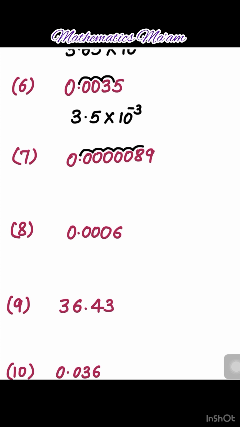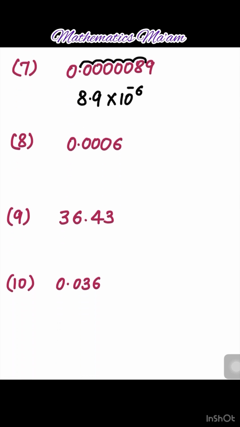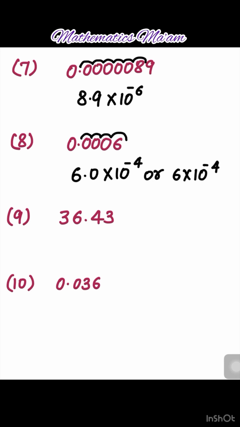I think you'll be able to solve the seventh one. See the number of zeros: 1, 2, 3, 4, 5, 6. You need the decimal after the 6th digit, right? So you'll write 8.9 into 10 to the power minus 6, because you're moving left to right. Now the eighth one. No problem if there is no number after 6. We just need to put the decimal after a digit. So we'll count 1, 2, 3, 4. We are putting it after the 4th digit. You can write it as 6.0 or 6, it's the same thing, into 10 to the power minus 4, because you are moving left to right 4 digits. As I said, 6 into 10 to the power minus 4 is also correct.